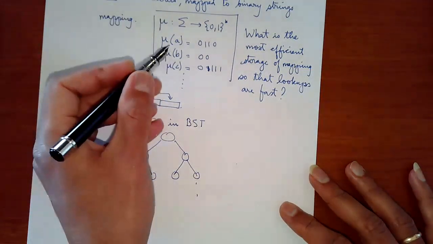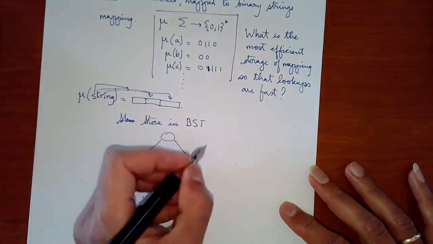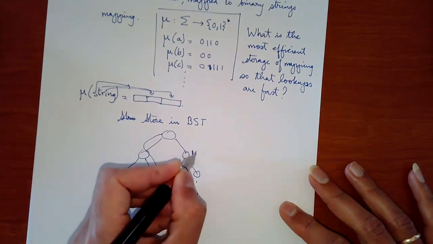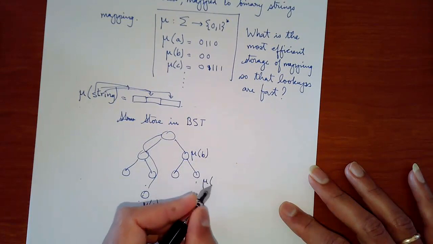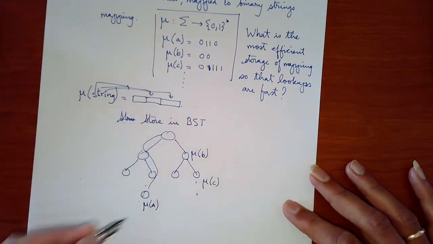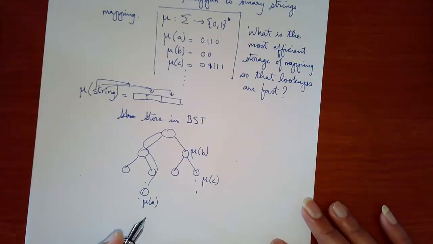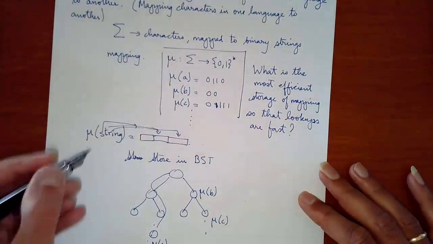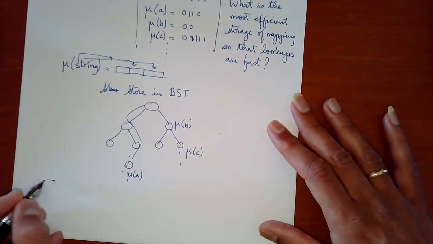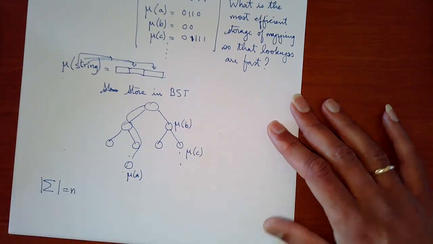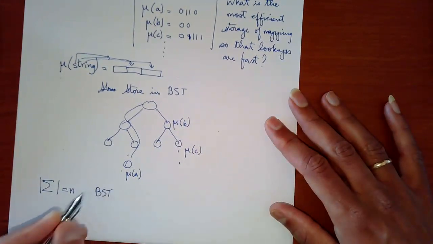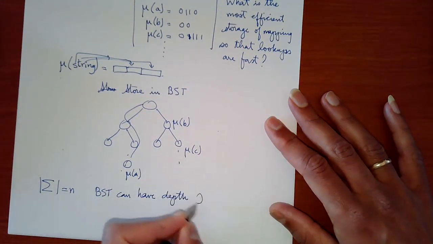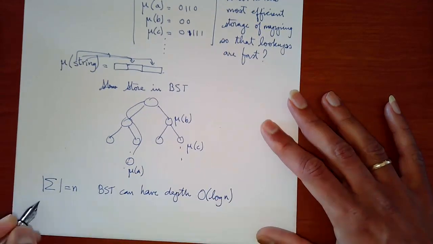Assume this is an ordered universe. You can go down and look up mu of A here. Maybe mu of B is stored here. Mu of C is stored somewhere, whatever. So you have all these things stored in various places. Let's do this a little carefully. Let's say that sigma has length n, and the BST can have depth O of log n.